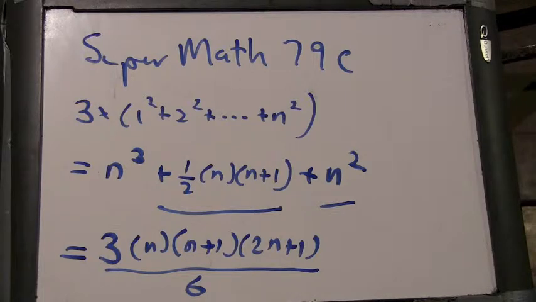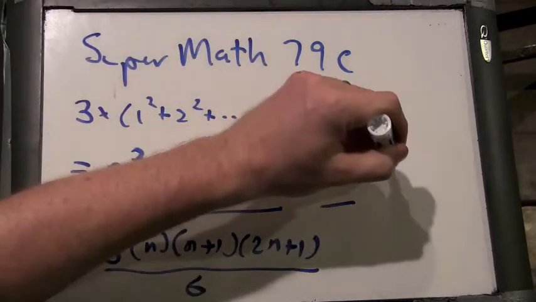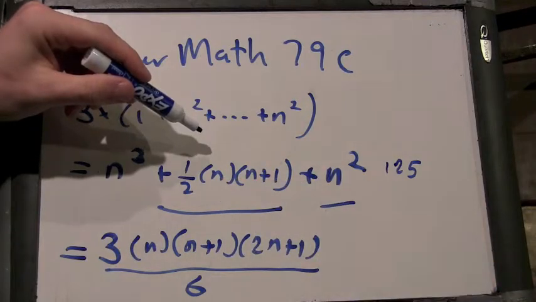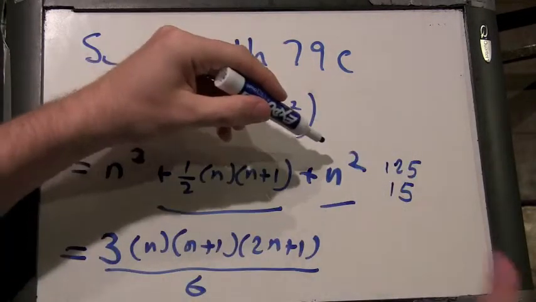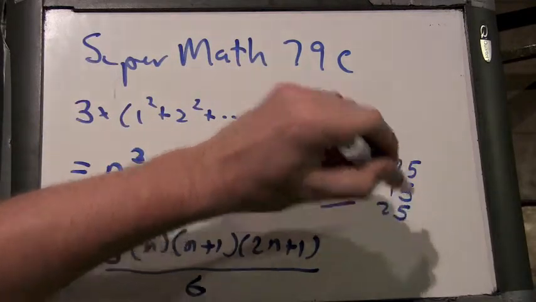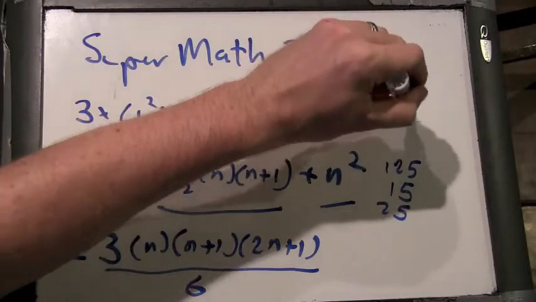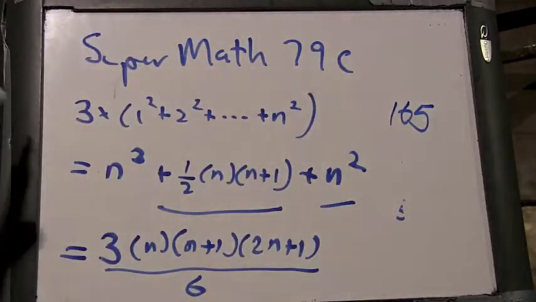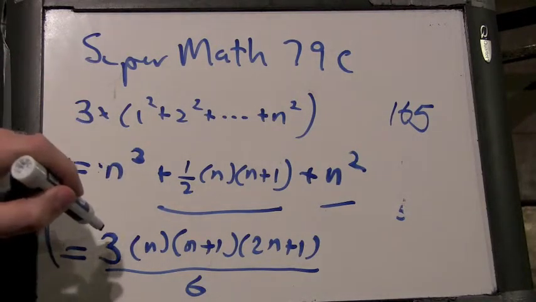How about 5? Because that's what we had, right? So for n equals 5, let's do this one. So we have 125 plus 1/2 of 30, which is 15, and 25. This is 165. Okay, so for n equals 5, this top one is 165. Now let's do this one.